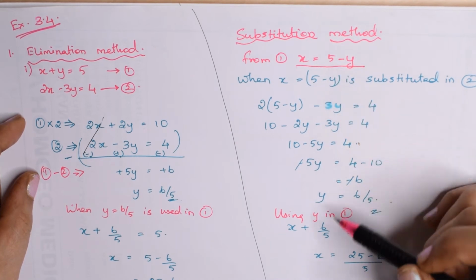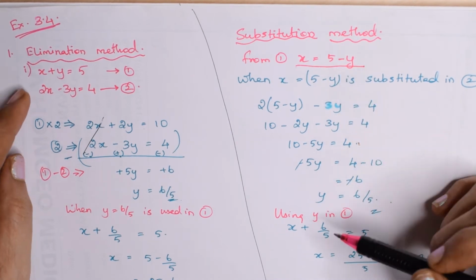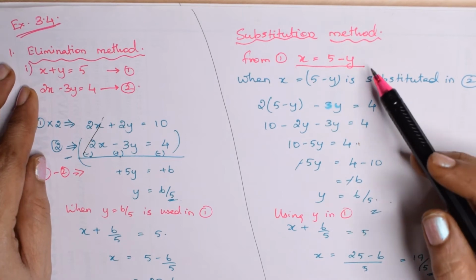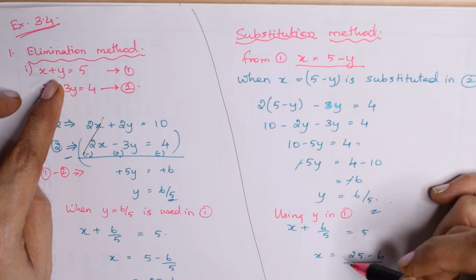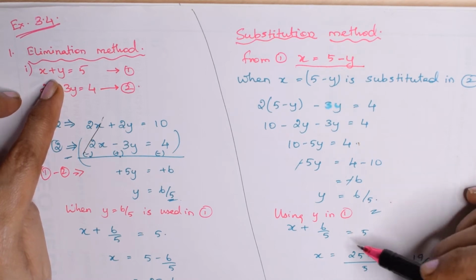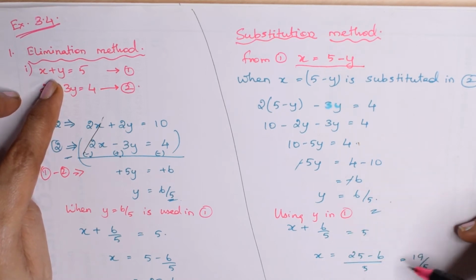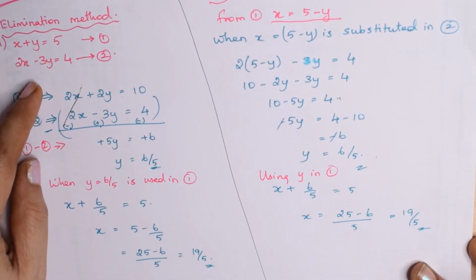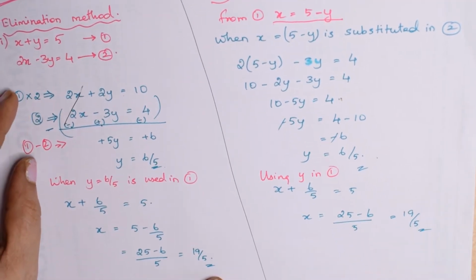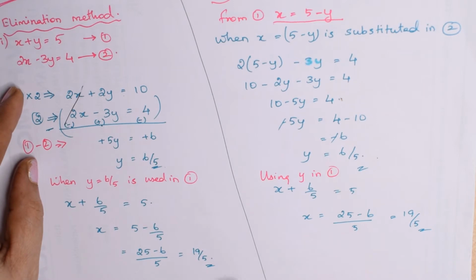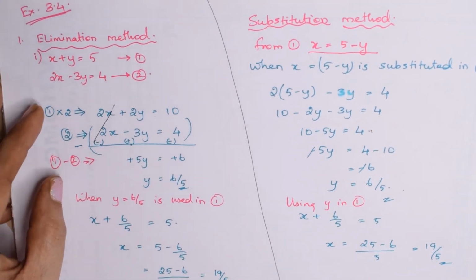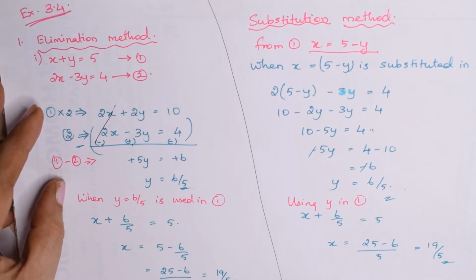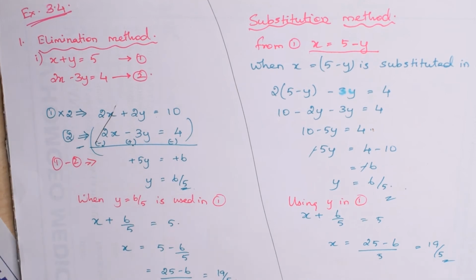Here directly I can get the answer, so I am using it from the first equation, or I can use it here also. X plus, in the place of y I write 6 by 5, and x is equal to, bring it to the right hand side, I found the LCM, and calculated the value to be 19 by 5. I can cross check it here, and it is equal to 19 by 5. This is how we can do the same equations in both the methods, elimination and substitution method.